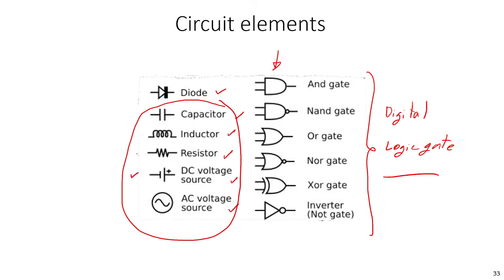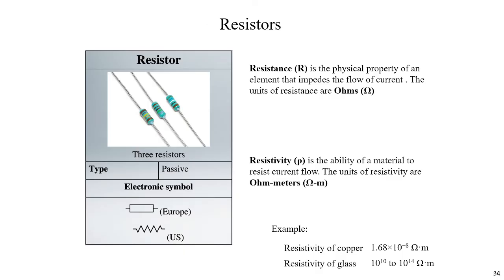Maybe this is the source and the resistor. You have learned something about this. And this is the actual resistor, right? In the circuit, we will use this symbol for the resistor. The resistance is the physical property of an element that impedes the flow of current. The unit of resistance is the ohm, right?